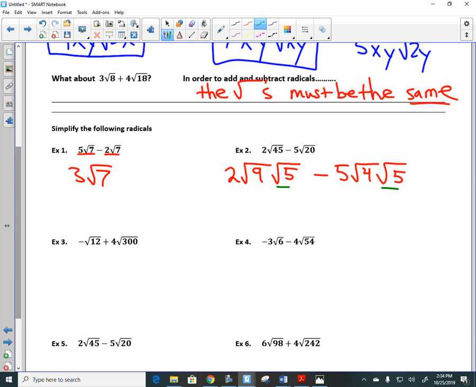Notice in this situation that these both now have the root of 5. That's a good deal, right? That's a great deal. Now we know that we're going to be able to subtract them. Square root of 9 is 3 times 2. So I have 6 roots of 5 minus square root of 4 is 2 times 5 is 10 roots of 5. Now, the radicand is the same. I have root of 5 and root of 5. So 6 roots of 5 minus 10 roots of 5 is negative 4 roots of 5.